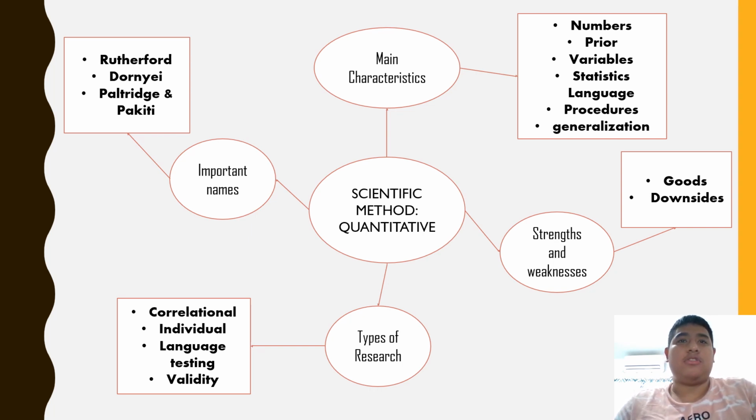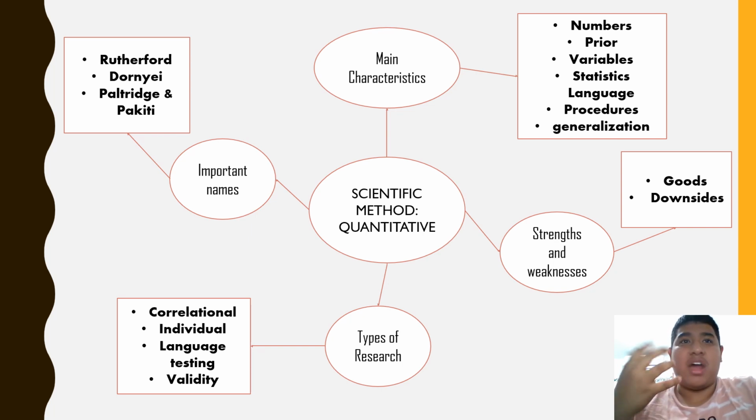So first of all, I'm going to talk about Rutherford. Rutherford said that every knowledge that can be measured is important. And this is very important for me because I'm going to use one in my research. Next, the main characteristic of quant research is, first of all, numbers. You are going to rely a lot on numbers, statistics, and everything.